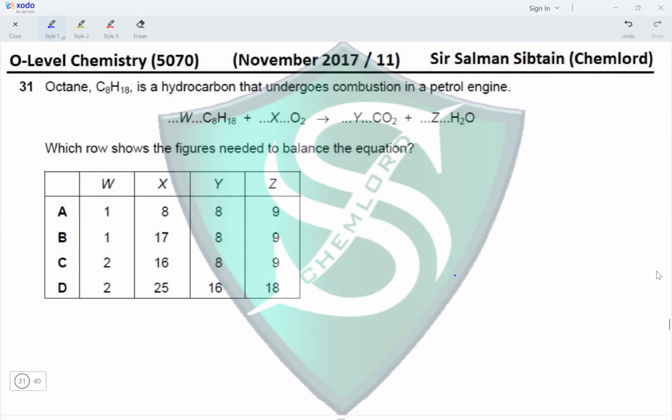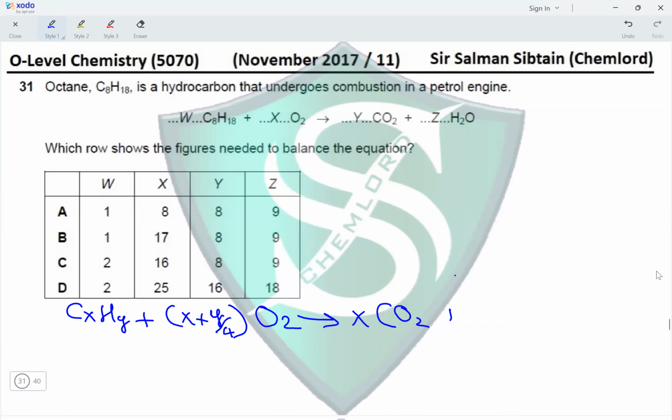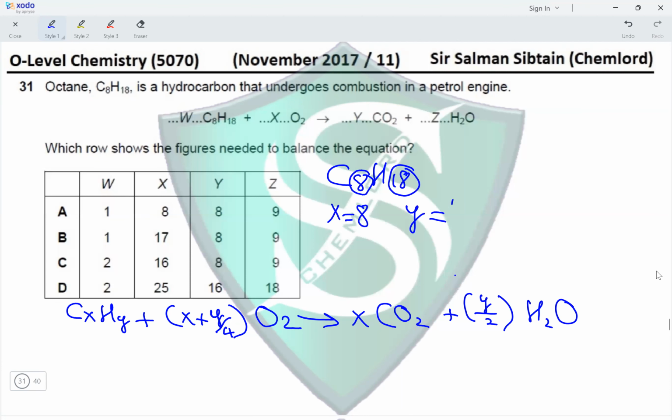Okay, since this is combustion of a hydrocarbon, we can use the general combustion equation, which is CxHy plus (x plus y upon 4) O2, giving us x CO2 and y upon 2 H2O. Now, in the hydrocarbon that we have, C8H18, x is equal to 8 and y is equal to 18.